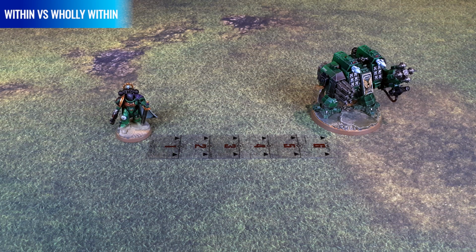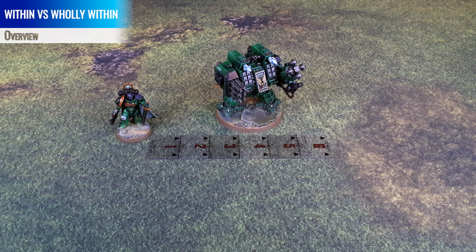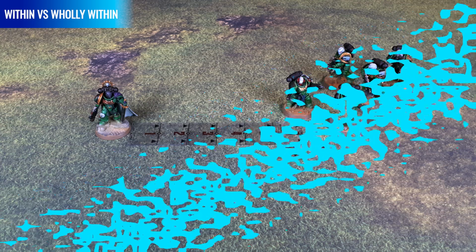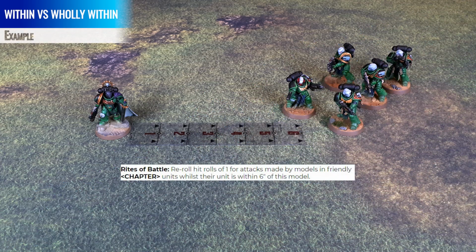Sometimes rules specify models and units to be within or wholly within. To clarify these terms, using a captain as a point of origin, within refers to any point of a model's base or hull being within the specified distance, and wholly within refers to the entirety of a model's base or hull being within the specified distance. Referring back to our captain's Rights of Battle aura, it specifies that it applies to models whilst their unit is within 6 inches of this model. That means only one model needs to be within for the whole unit to gain the benefit of Rights of Battle.